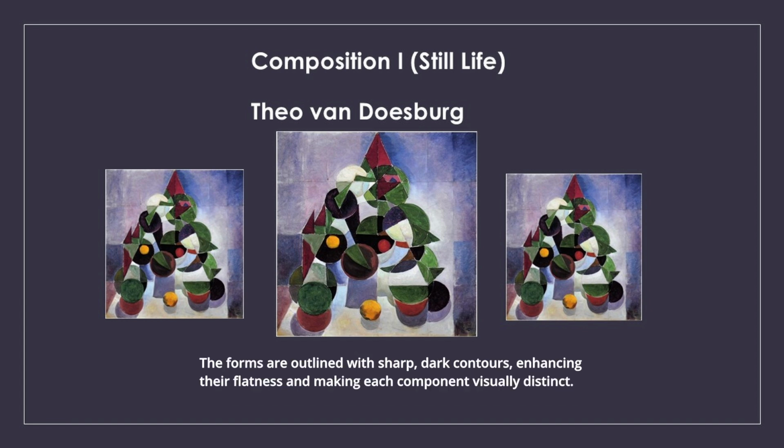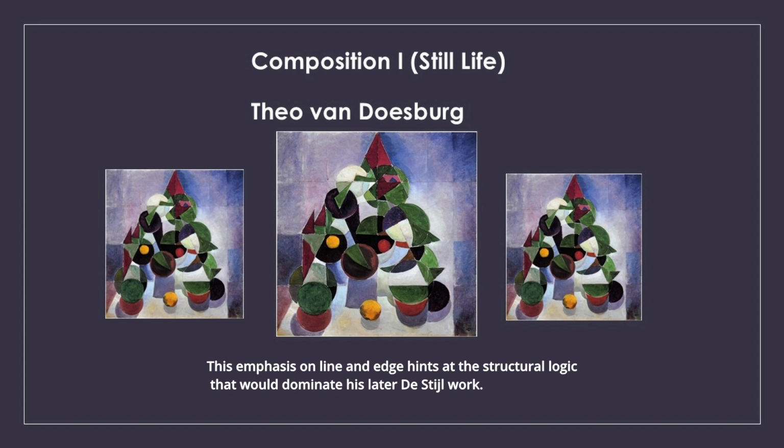The forms are outlined with sharp, dark contours, enhancing their flatness and making each component visually distinct. This emphasis on line and edge hints at the structural logic that would dominate his later Stijl work. The painting reflects the influence of Cubism, especially from the analytic Cubism of Picasso and Braque. Like them, the artist breaks down objects into multiple viewpoints, reassembling them on a flat surface.